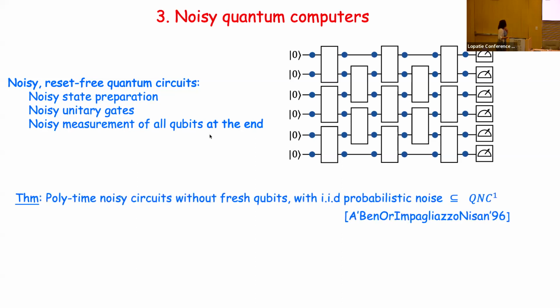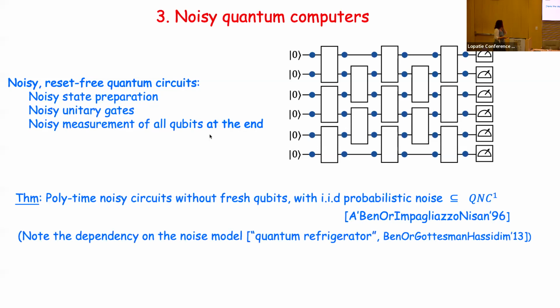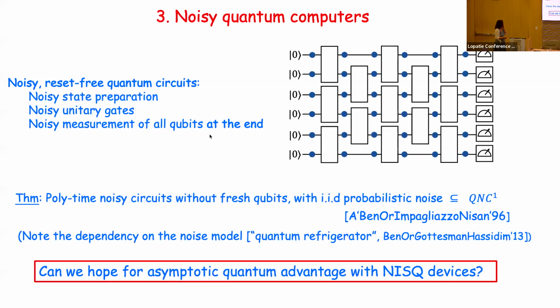Well, in that paper that I mentioned already from '96, we showed that after logarithmically many steps, the distribution is polynomially close to uniform. So we can't go beyond log depth to get anything useful. So, okay, I'll skip this comment. So can we hope for an asymptotic quantum advantage with NISQ devices if this is the situation?